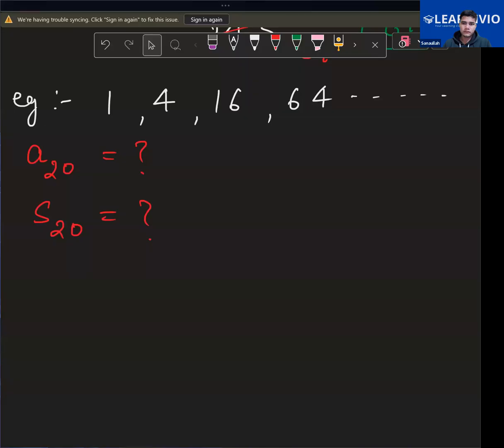A R to the power n minus 1. And for the sum? For the sum, if the common ratio is greater than 1, it will be A into R to the power n minus 1 upon R minus 1. Actually, you will get the same answer from both formulas, but your teacher might deduct marks for the wrong formula.